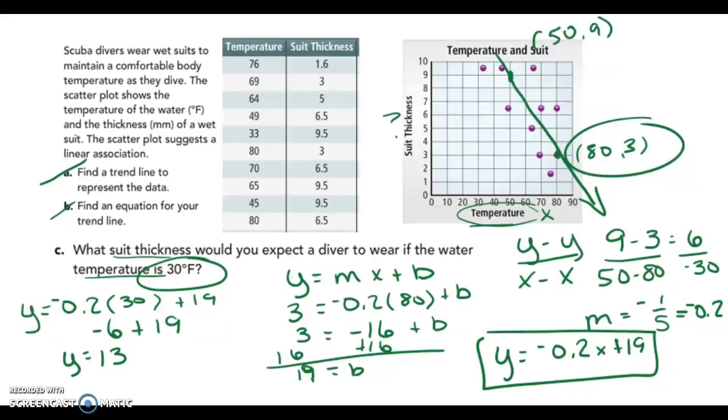I'm going to go ahead and solve that through. I'm going to get negative 6 plus 19, and that's going to equal 13. Then when I do that, I'm going to check my graph if I can, and I'm going to see, okay, if I'm at 30, where would I expect that to be? And I'm saying I'm just above the graph at 13, which would make sense for my trend line. So 13 would be our suit thickness in millimeters. I'm pulling the millimeters from this right here. It should be on the graph, but it's not.